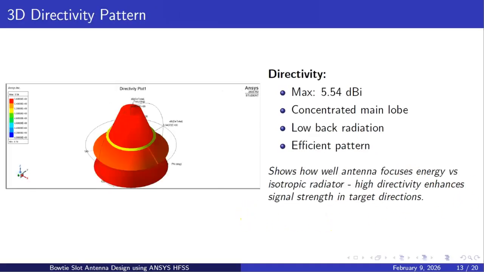The three-dimensional directivity pattern shows a maximum directivity of 5.54 dB. The concentrated main lobe with low back radiation indicates efficient energy focusing. Directivity shows how well the antenna focuses energy compared to an isotropic radiator, enhancing signal strength in target directions.